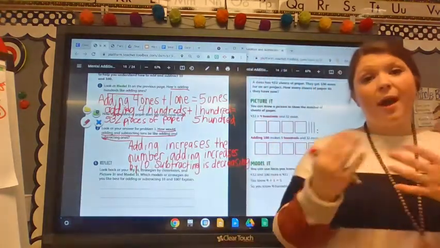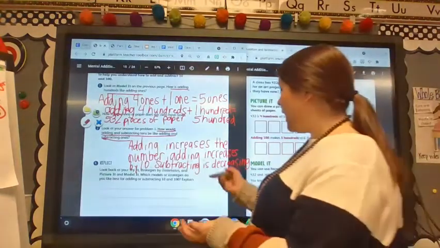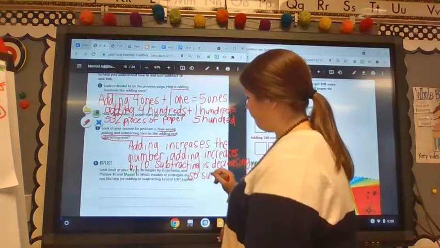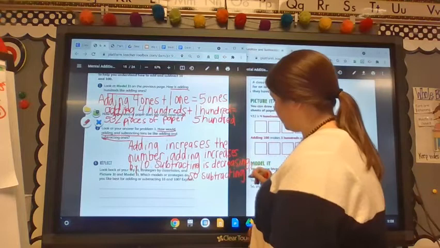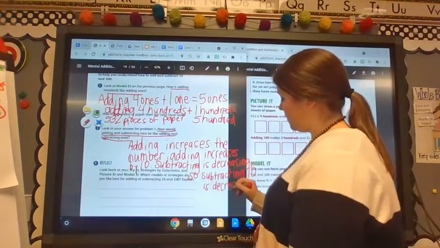If we are subtracting 10, then we are decreasing by 10. Okay?